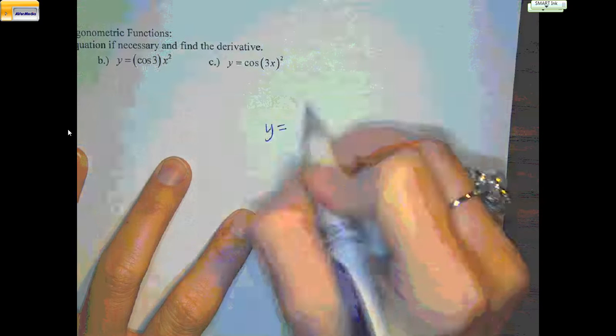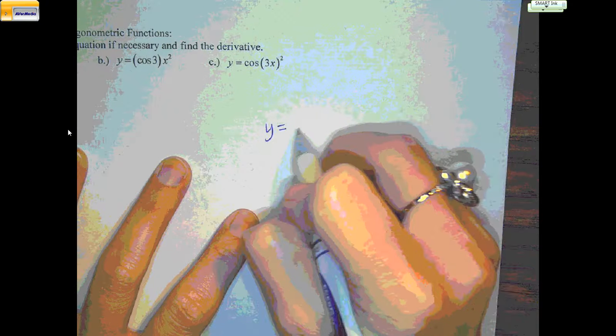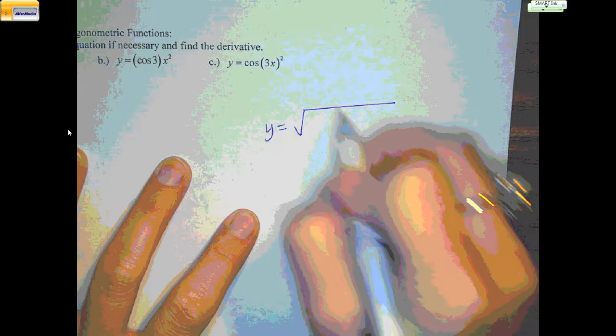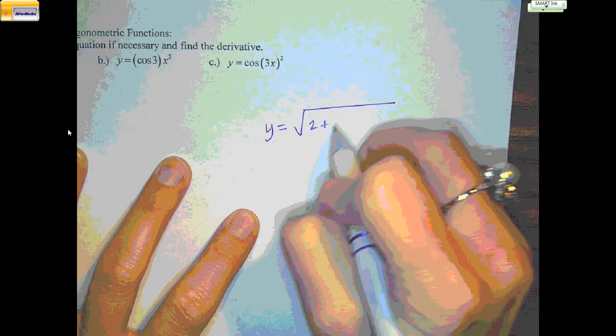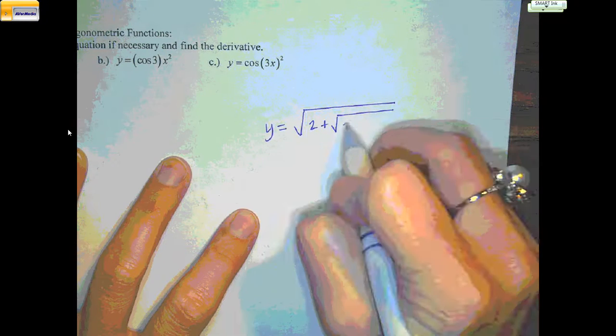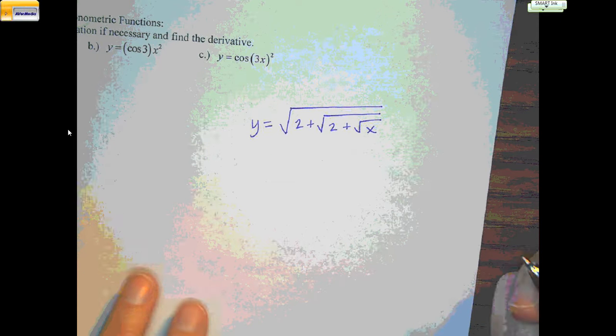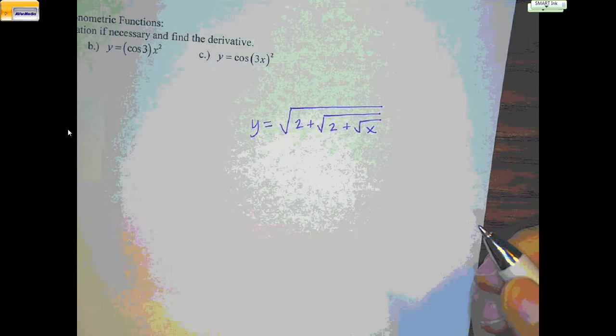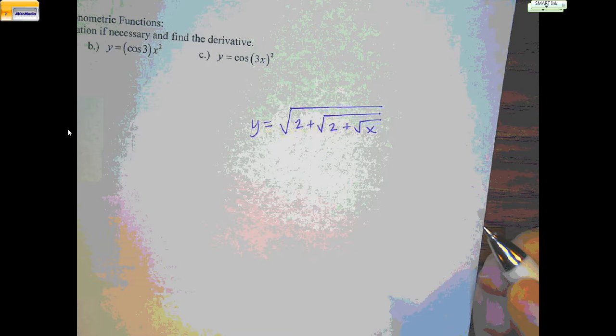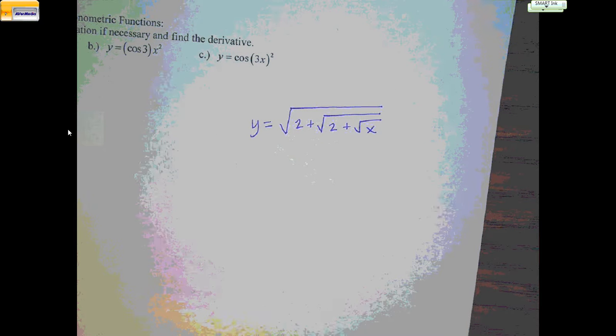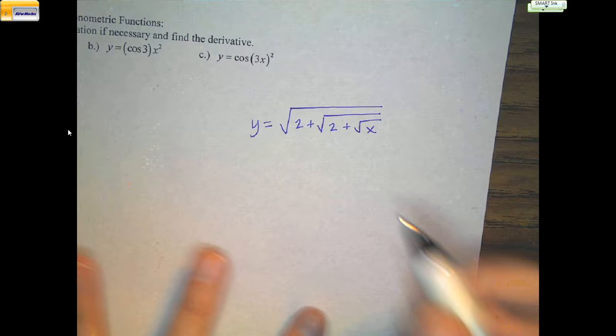There are problems in your assignment that could look something like this. We have the square root of 2 plus the square root of 2 plus the square root of x. Wait, we're going to have to do something like this? Yes. This is one of the odd problems from your assignment today. If that makes you feel any better, I hate it as much as you do. I'm not a fan, but I will do it.